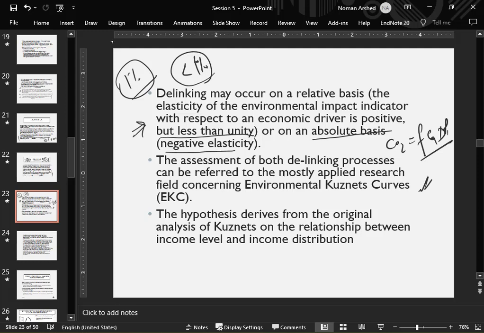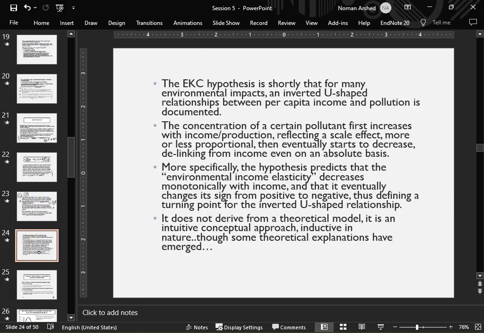The hypothesis derives from original works of Kuznets on the relationship between income and income distribution. So the idea started from development economics, but it has now evolved into environmental economics. The EKC hypothesis is shortly that for many environmental impacts, there is an inverted U-shaped relationship between per capita income and pollution.